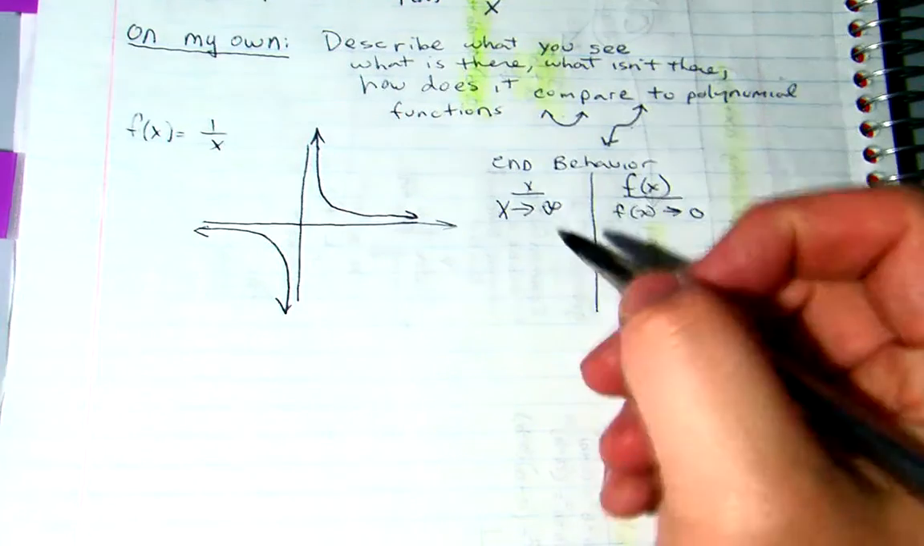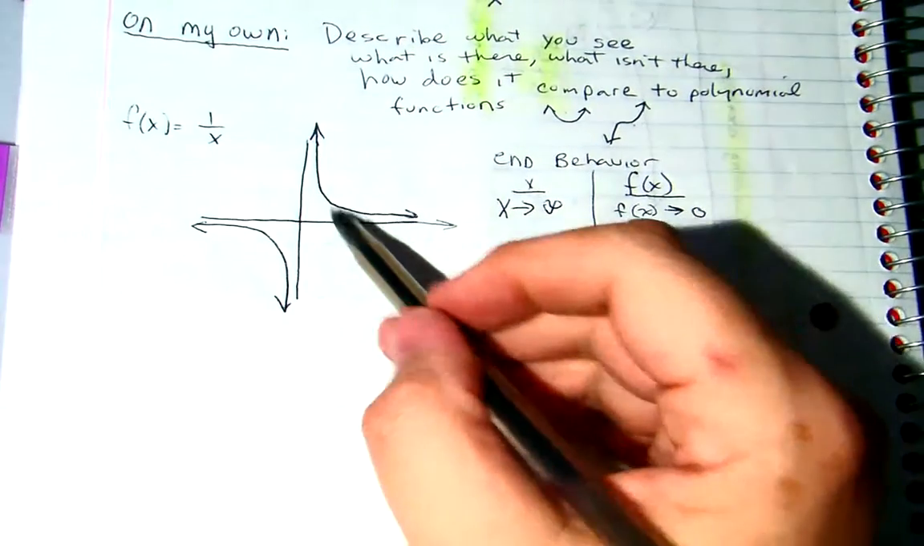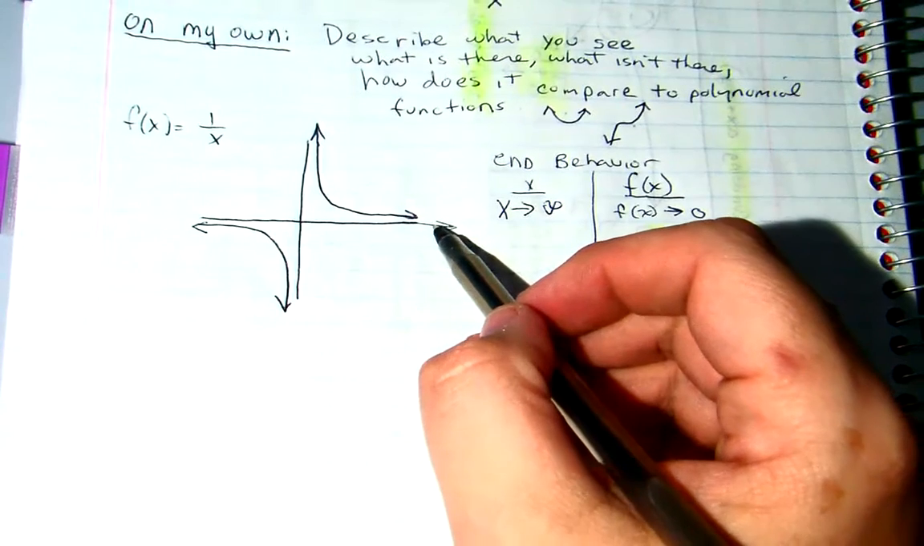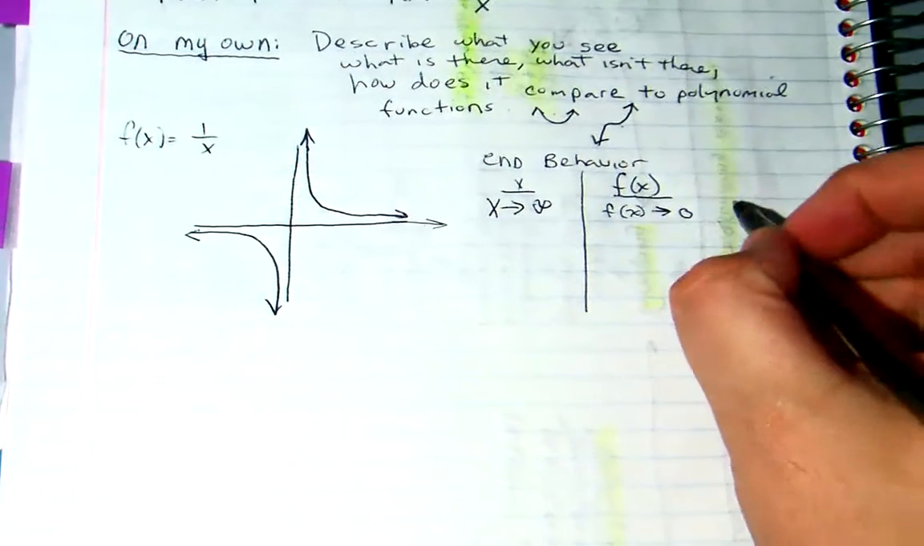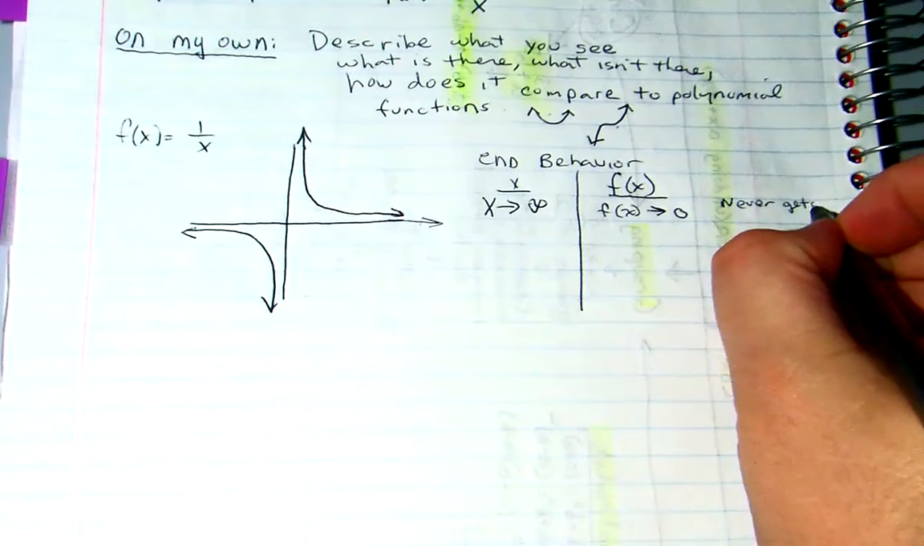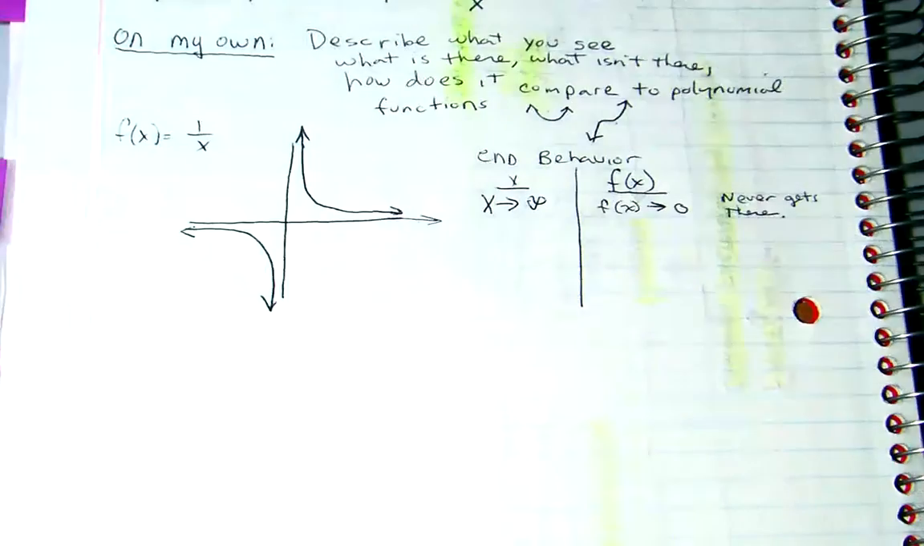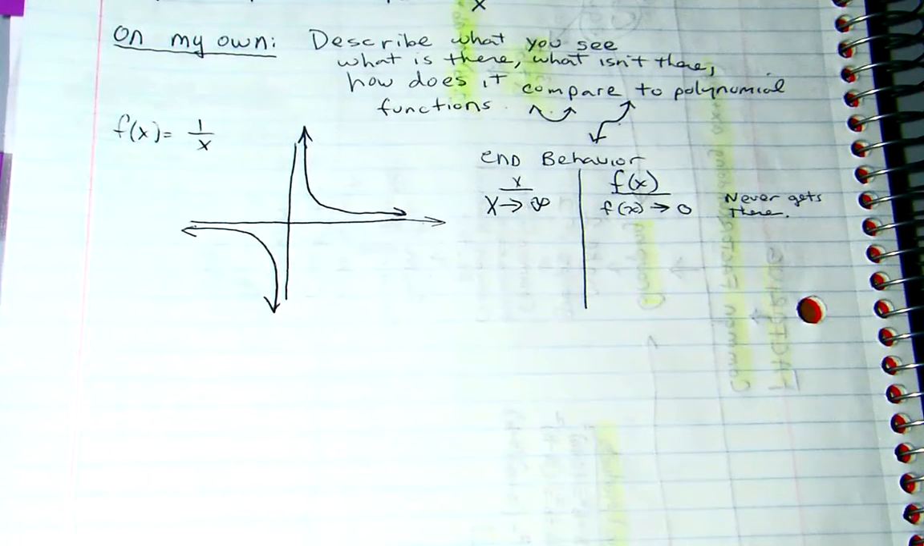This is actually a huge concept in pre-calculus and calculus, where we're moving towards 0. Are we ever going to get to 0? It never gets there. That's the thing, it's never going to get to 0.